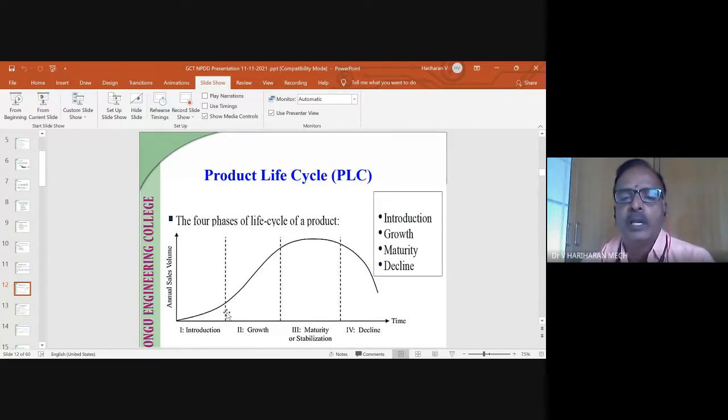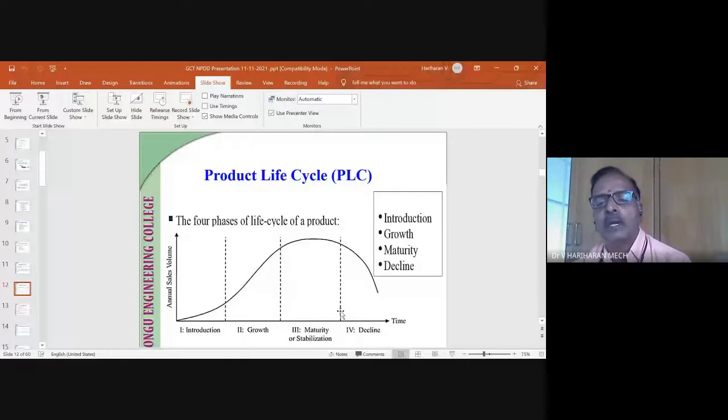Then in the growth period, the sales keep increasing rapidly and you can get more profit. Then in the maturity or stabilization phase, your product will be continuously sold without any disturbance. Whatever you produce in your industry can be sold in the market without any difficulty. Therefore, in this case, you have maximum profit and maximum sales.